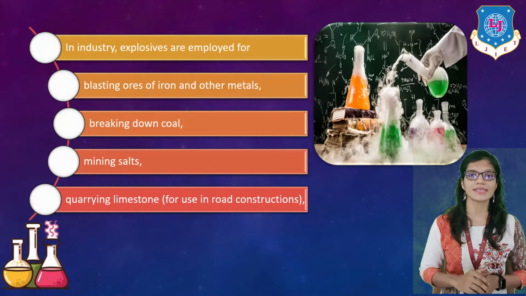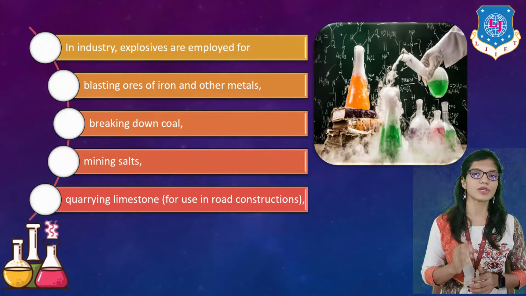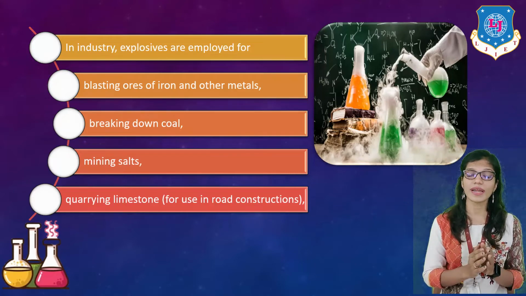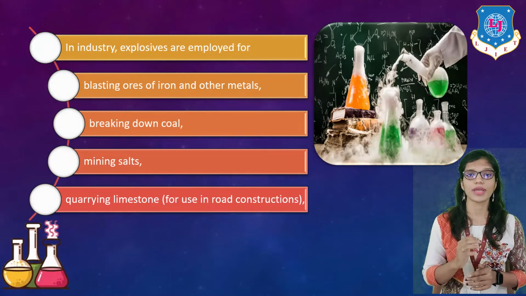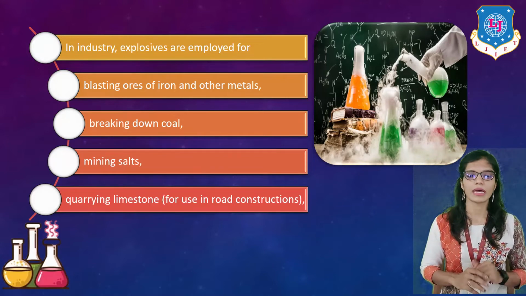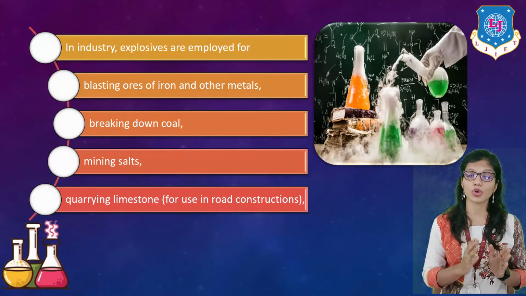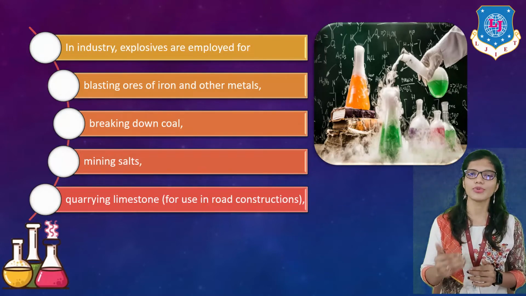So what do you understand by this? Here we need to understand that ore contains a mixture of metals, and when you blast ores of iron and other metals, you get a form which can be utilized directly in industry. You can get that by blasting the ores with explosives. Then we can use them to break down coal, so that it is available in small pieces and can be further utilized in various industrial applications.